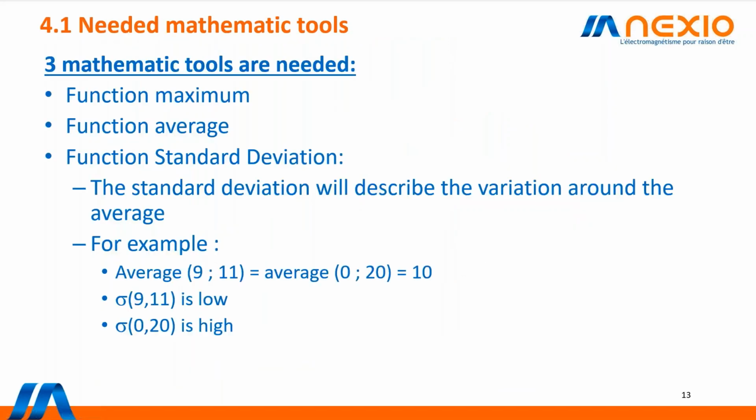So we're going to talk quickly about the needed mathematic tools just to show you that it's quite simple to use. So there are 3 mathematic tools that we need. First of all is the function maximum, which everybody knows. Second function is average. Once again, everybody knows it. And the last one is standard deviation, that I guess you know also. So just quickly, the standard deviation describes the variation around the average. For example, the average of 9 and 11 equals 10. The standard deviation between 9 and 11 is low, but the standard deviation between 0 and 20 is high, because obviously the range of the values is bigger.